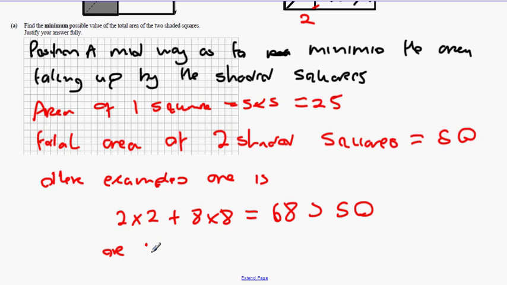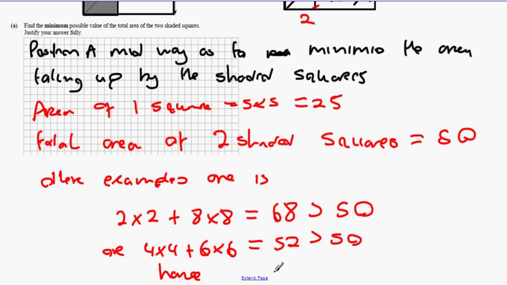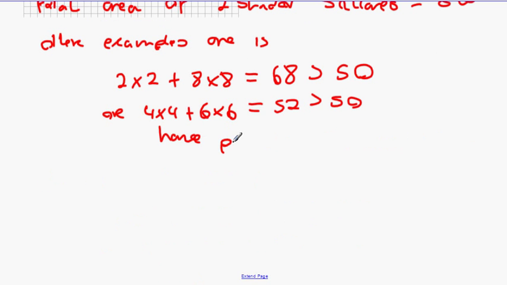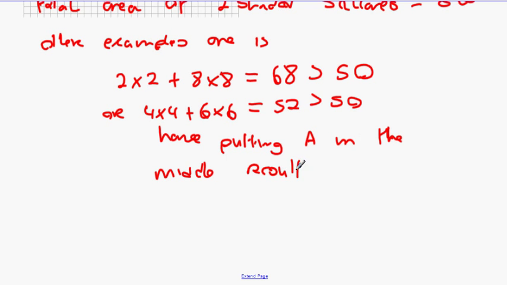Or 4 multiplied by 4 plus 6 multiplied by 6, and once again that will equal 16 plus 36, which is 52. 52 is greater than 50. Hence, putting A in the middle results in the smallest area. Minimum area. Okay.